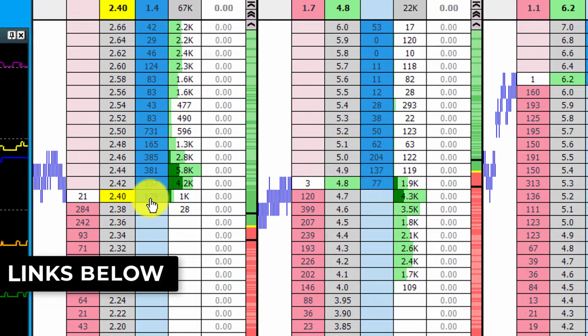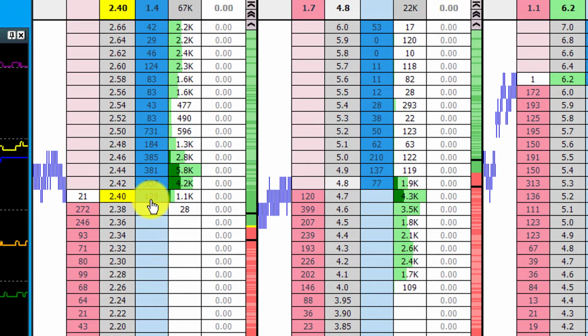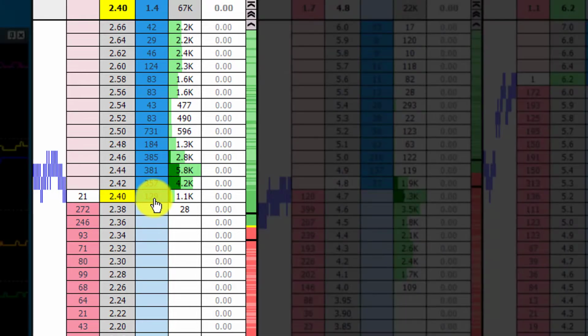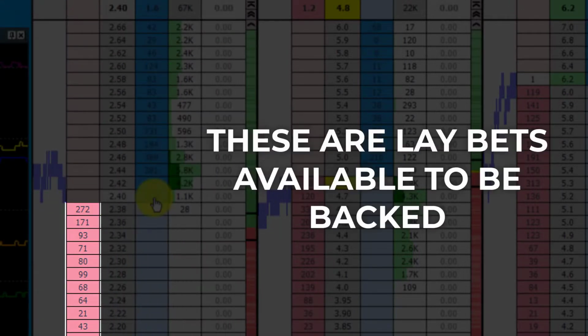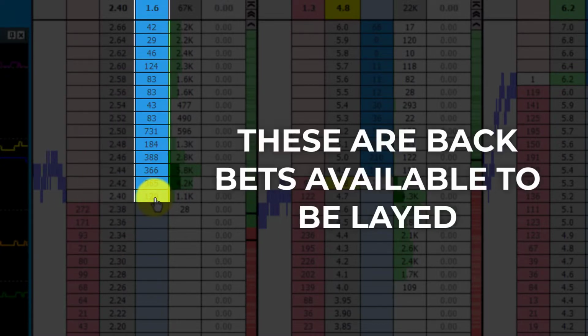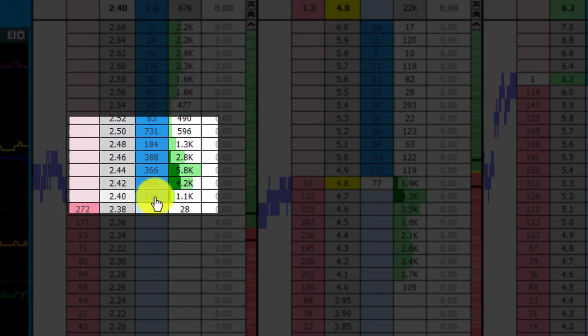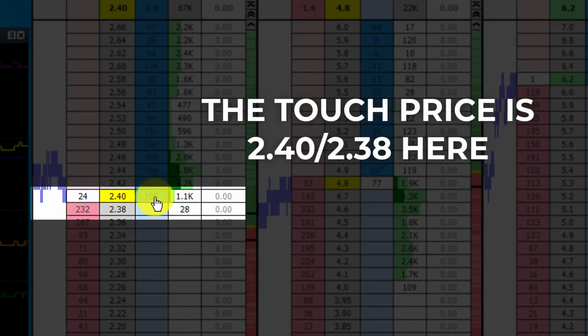Looking at the screen, we've got several different horses in a race here, but we're just going to focus on one to make things nice and simple and clear. On the left there, you can see we've got lay bets that are available to be backed. On the right, we've got back bets that are available to be laid on the betting exchange, which is Betfair's exchange. The touch price is in the middle. This is where the two prices touch and money is traded actively.